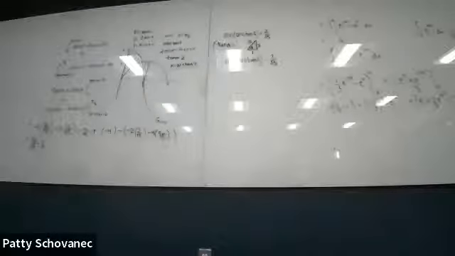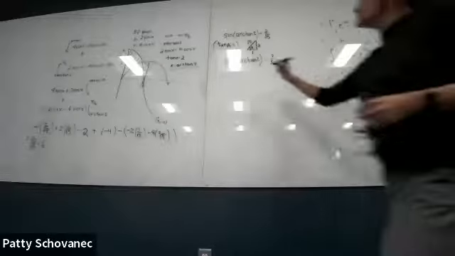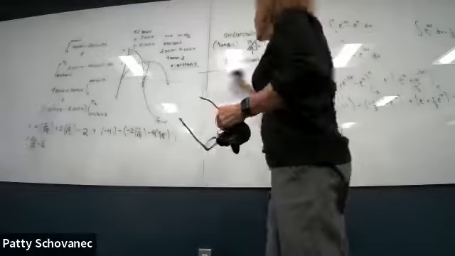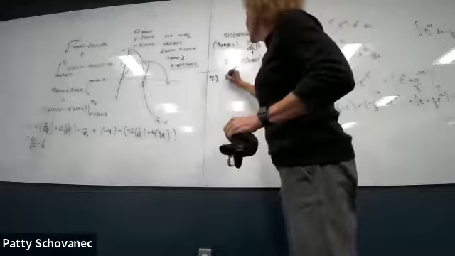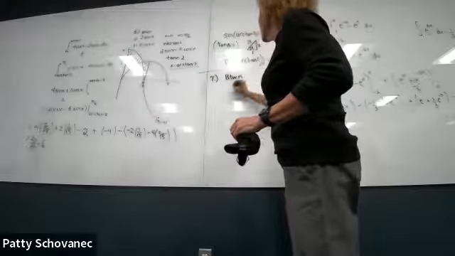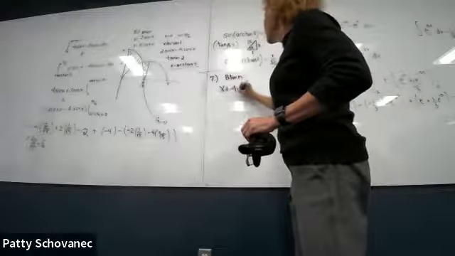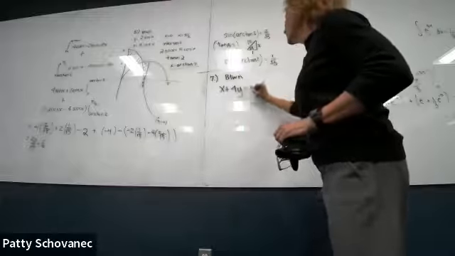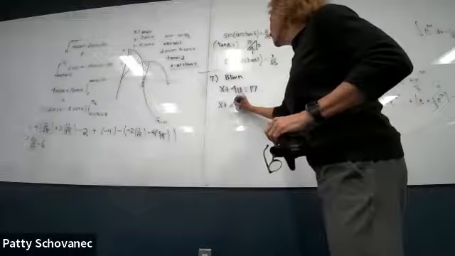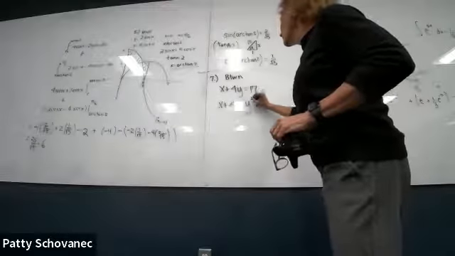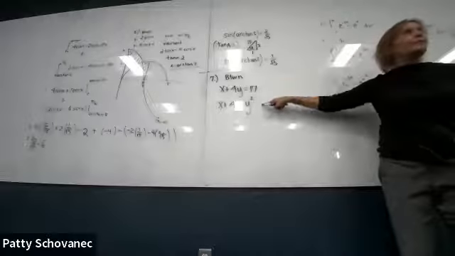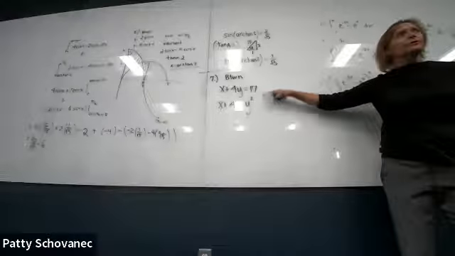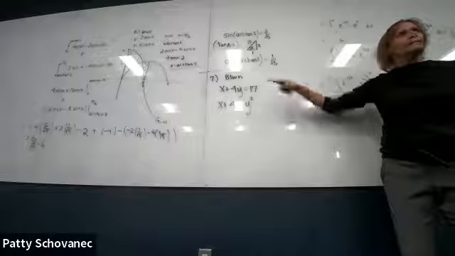Number 7. Tell me what it is, please. The area between the graphs x plus 4y equals 17 and x plus 4 equals y squared. Okay, so we've got a line and a sideways parabola. Agree? Okay.